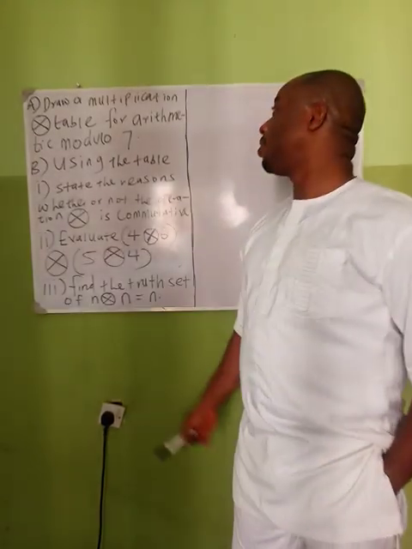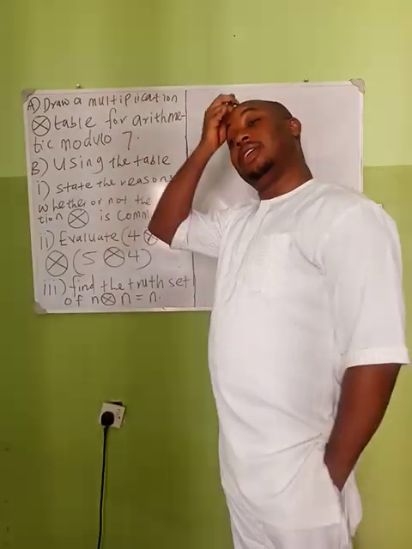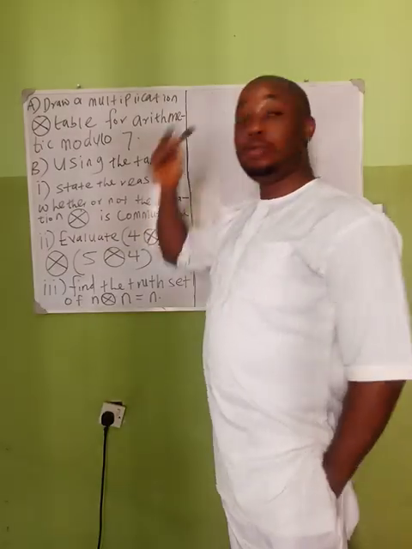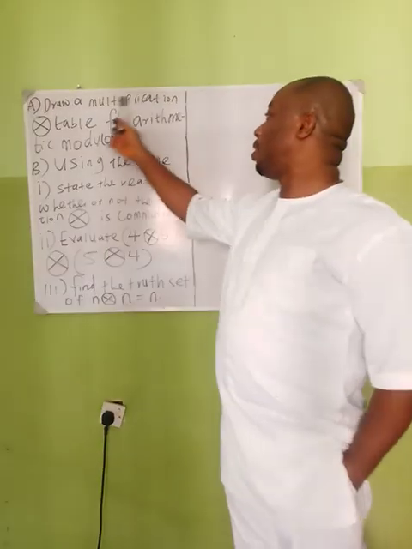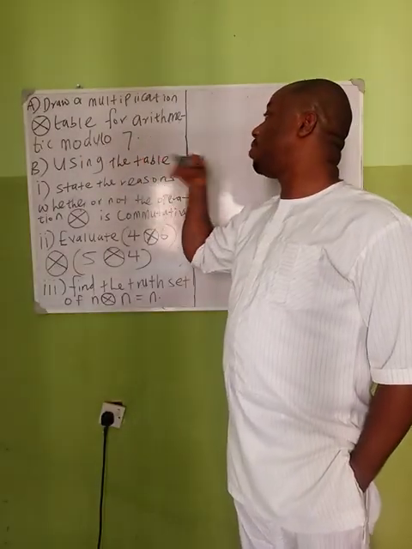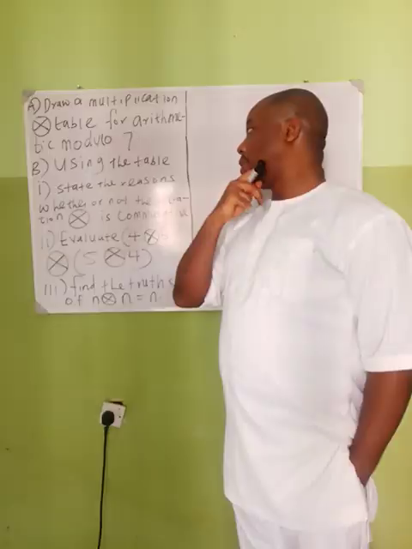Hello, we have a question here in the treat today. This question is on modular arithmetic. So we are required to draw a multiplication table for the arithmetic modulo 7. And that's the A part.